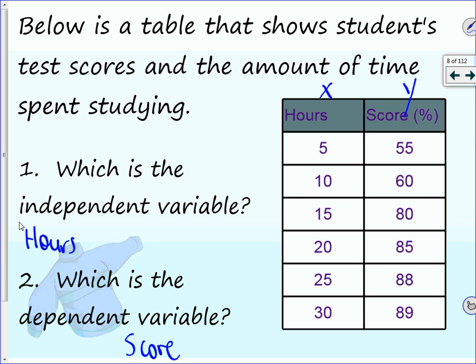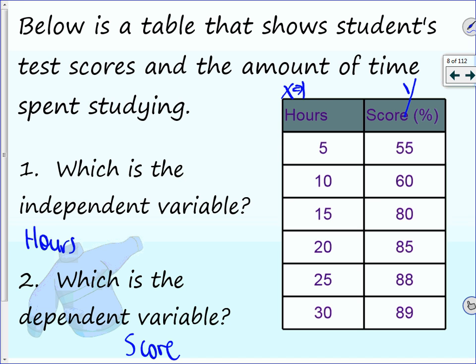Yes? I thought of that trick last year, Mr. Grossman, when we were doing this. The independent variable is the one you have control over, or is changeable. Changeable? Okay, that's a good trick. So the independent comes first, most of the time?